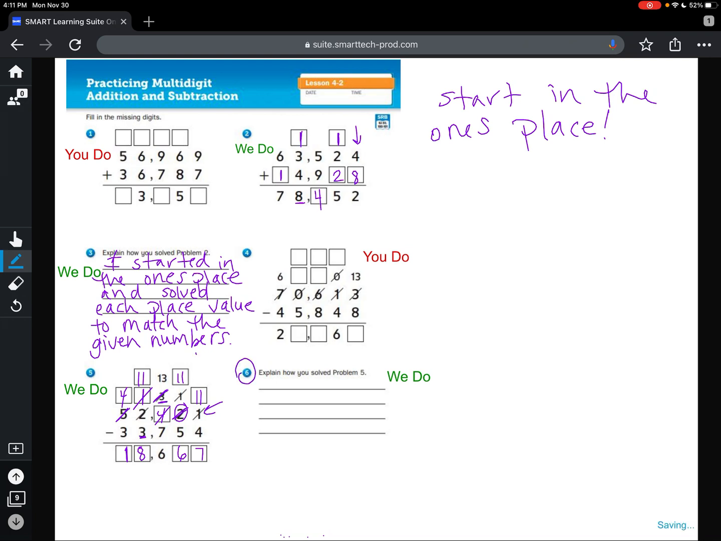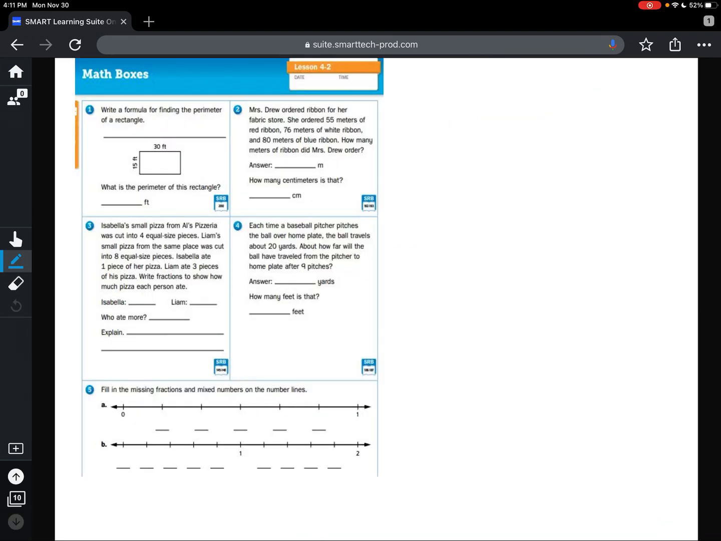When we answer number 6, it's going to look very similar to what you wrote in number 3. We started in the ones place and solved each digit to match the given numbers in the place value. So you can write the same thing down. Now you're going to work on 4 and 1 on your own. Then you're going to work on math box 4.2 and complete whatever else is in Canvas that your teacher has assigned to you.